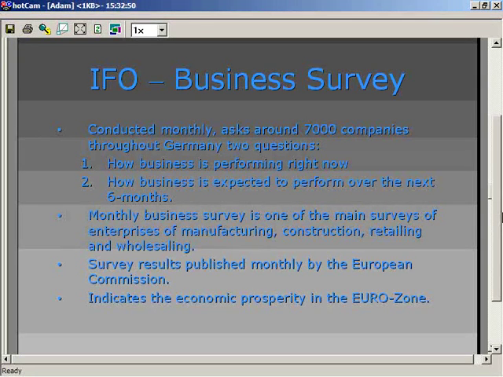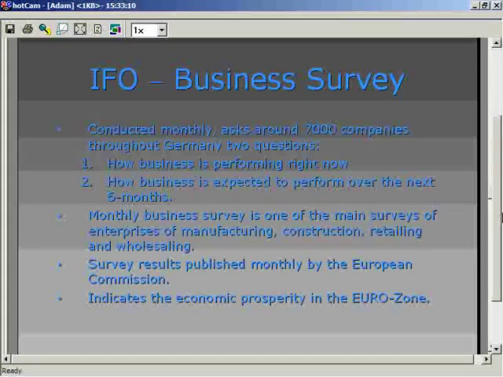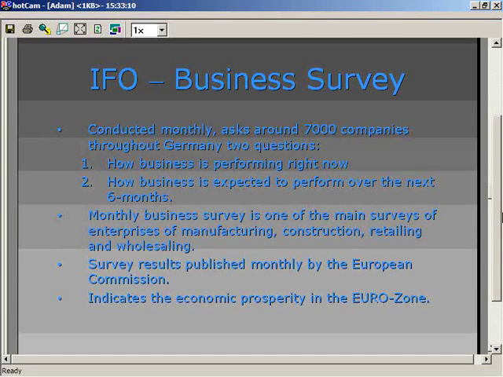The next on our list, the IFO. We just received this number about 28, 29 hours ago, maybe a little bit more than that. It's a business survey conducted monthly, asks around 7,000 companies throughout Germany two specific questions. How business is performing right now in Germany, and how is business expected to perform over the next 6 months? It's a pretty short-term indicator. It's one of the main surveys of enterprises of manufacturing, construction, retailing, and wholesale. The survey results published monthly indicate economic prosperity in the Eurozone.